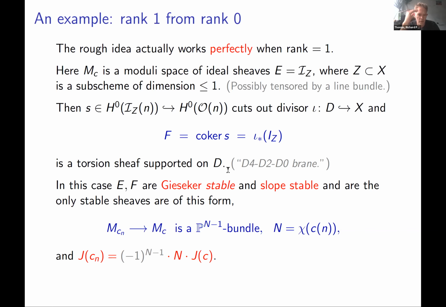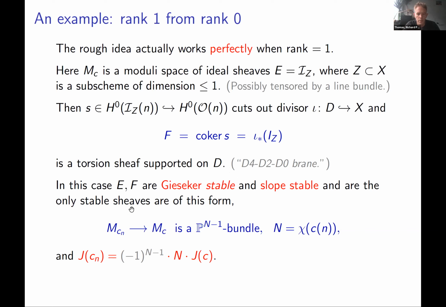if its third Chern class, so if its topological invariants equal those of F. More or less its third Chern class will be just too small or too big. Anyway, this is a surprising result, but it turns out to be true for N large enough in this Chern character. These are all the stable sheaves.